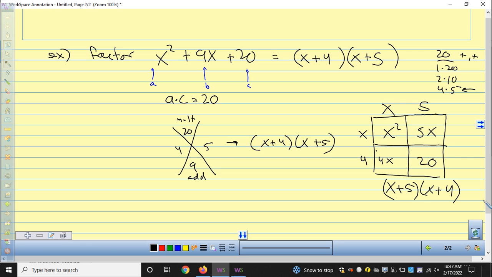And I can always check my work by multiplying this out. If I multiply this out, if I FOIL this, well, here's the box of how we would multiply these two. So the box that we do is kind of the reverse of using the box for multiplication. But x times x gives me x squared. X times 5 gives me 5x. X times 4 gives me 4x. 4 times 5 gives me 20. I add those all together, and I get back to here.